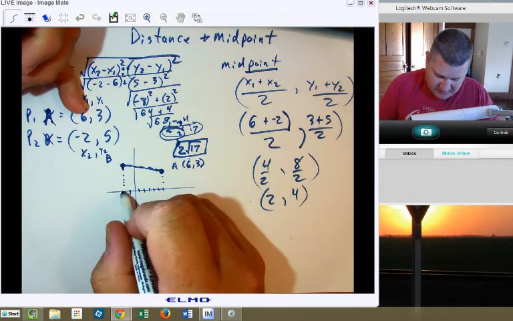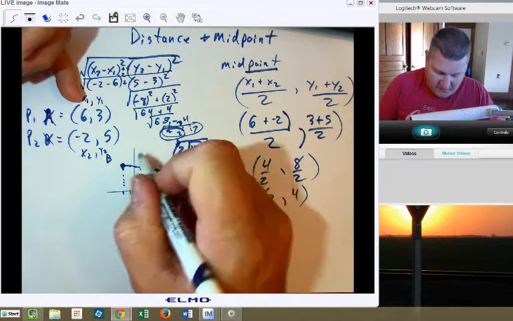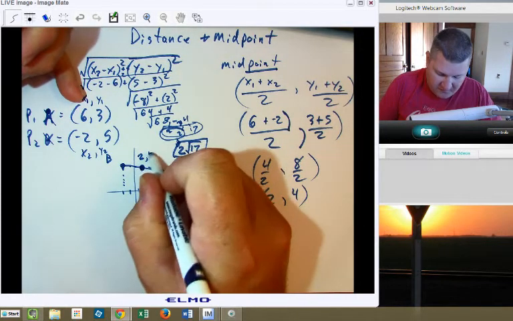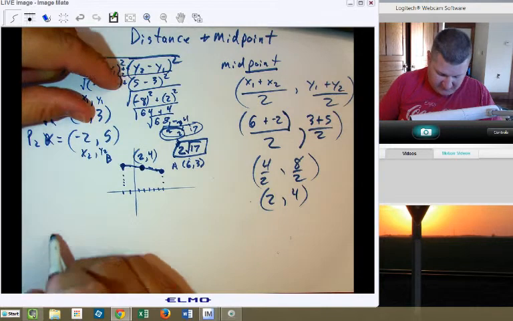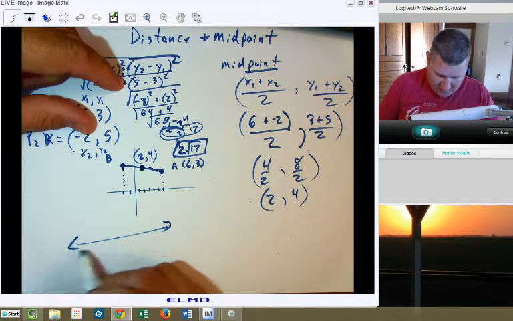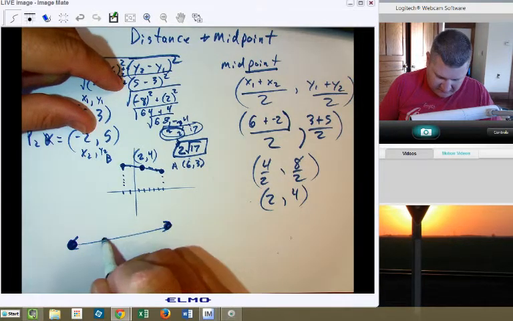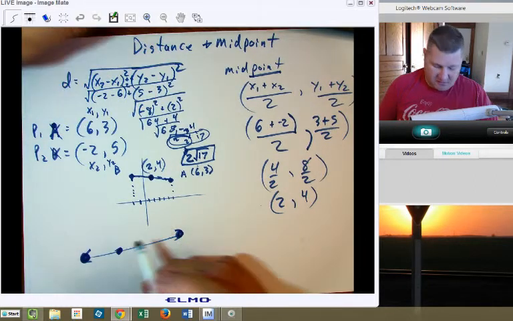That is the point. Double check it. 1, 2, 1, 2, 3, 4. So the midpoint here is 2, comma 4 between the 2 points. That is distance. That is midpoint. But that's not the only way we can use this. If we have something, I can't use arrows in distance because arrows mean it goes on forever and ever, and we can't do distance with something that goes on infinitely.